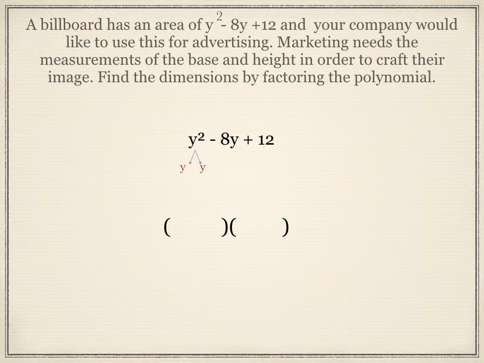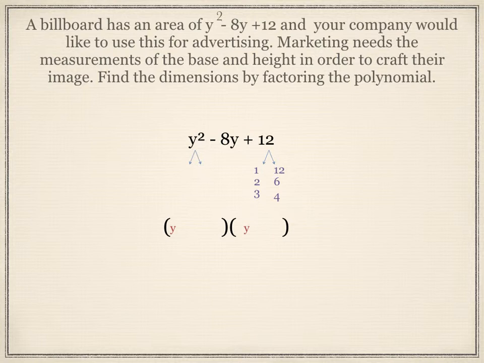So we go ahead and do a factor tree for our first number. So y times y is equal to y squared. And then we have to do it for our last number. So what times what could equal 12? Well, we have 1 times 12 could equal 12, 2 times 6 could equal 12, 3 times 4 could equal 12. And that's it. So now we're going to go ahead and write our y in the first place.